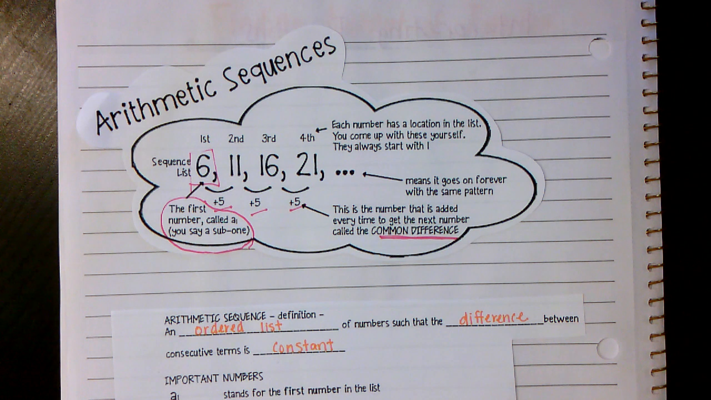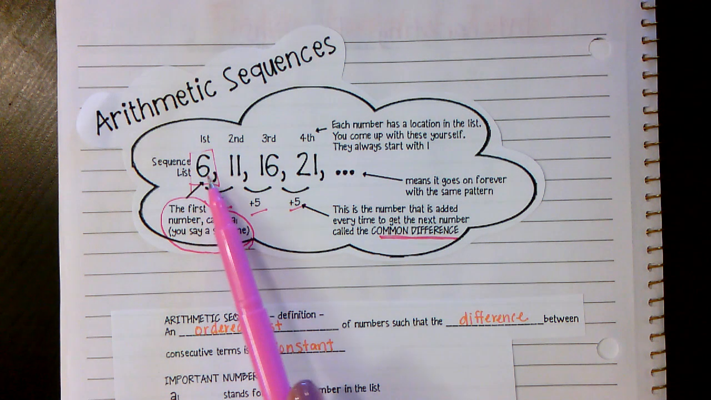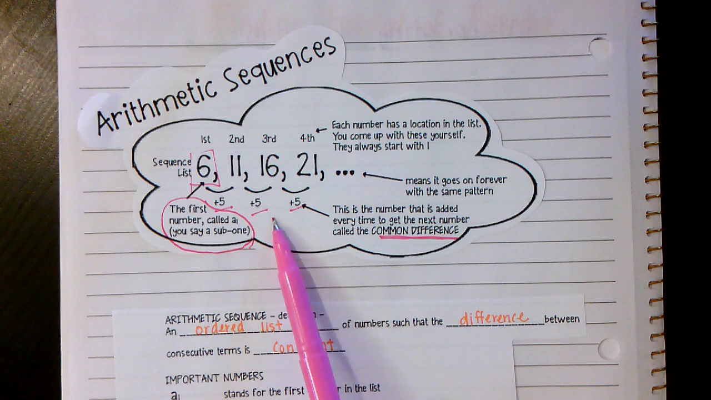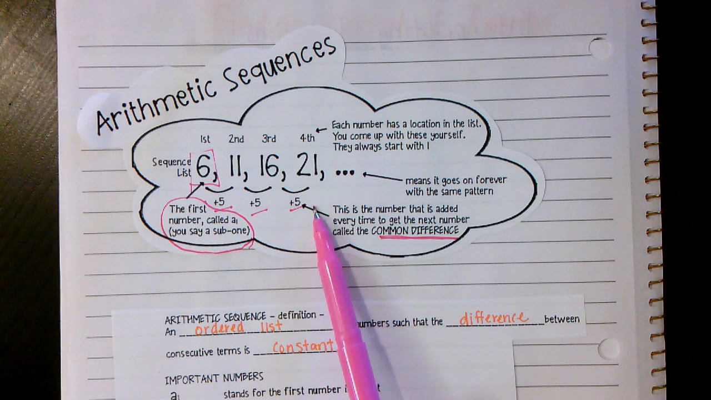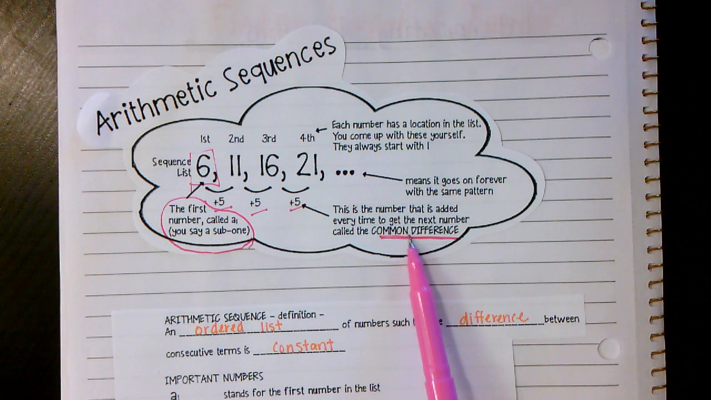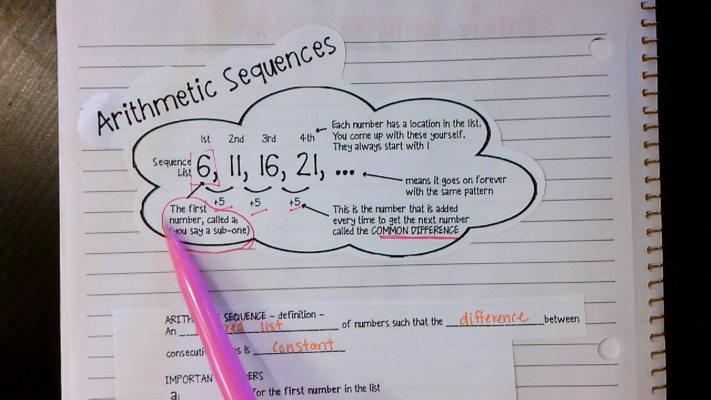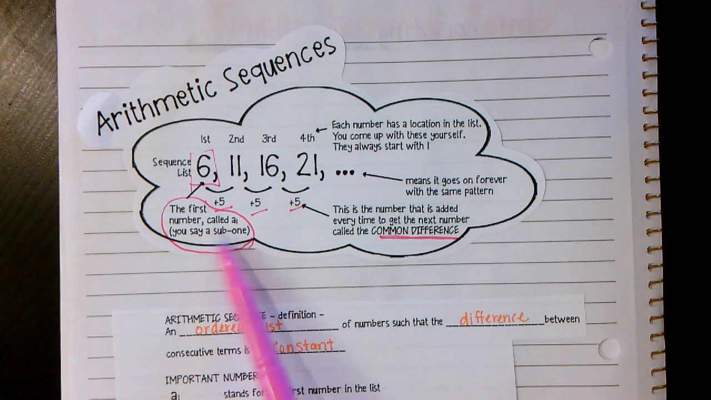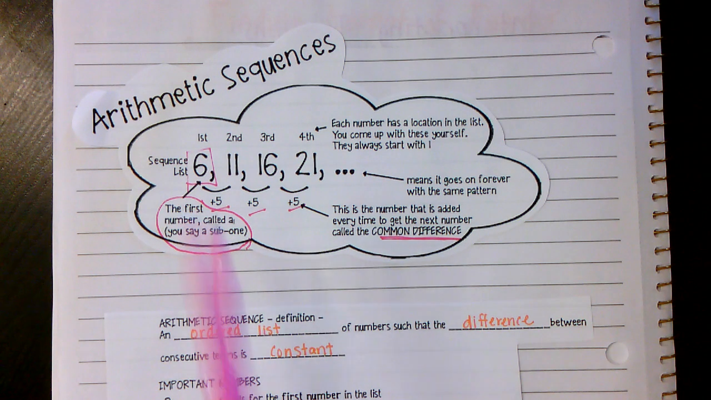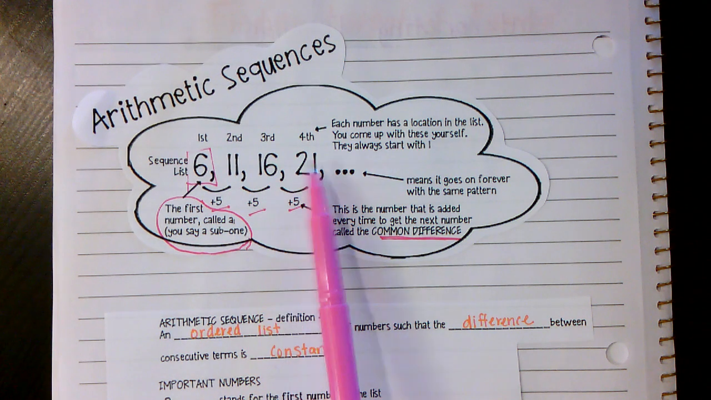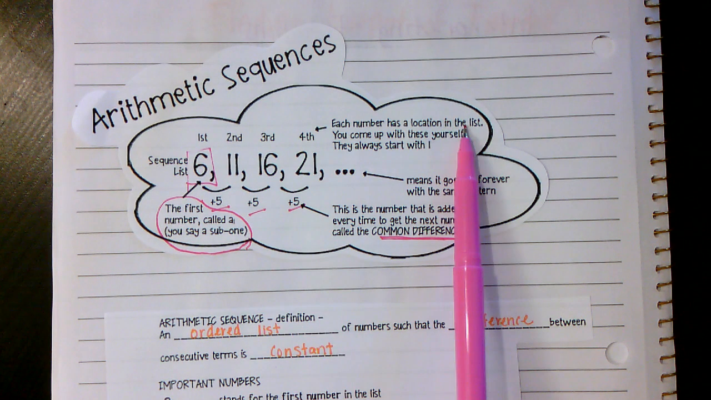It's always the same. So in our sequence list here, from 6 to 11, there's a difference of 5. From 11 to 16, there's a difference of 5. And from 16 to 21, there's a difference of 5. So they all have a common difference. And you can start wherever you want in the sequence, but wherever you start, that first number is A sub 1. So it's notated A with a little 1. You say A sub 1. You can start wherever, but that just tells you the spot. So 6 is first, 11 is second, then 16 is third, then 21 is fourth. So each number has a location in the list.